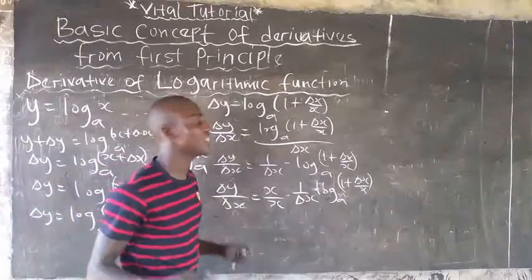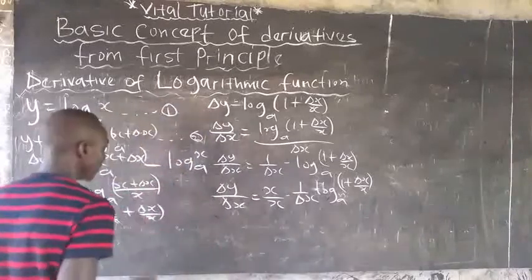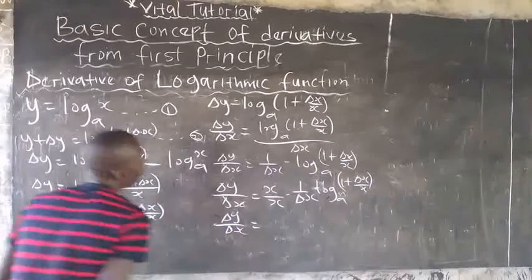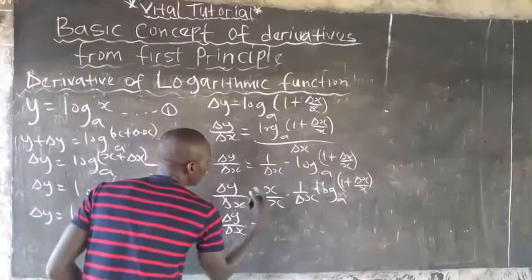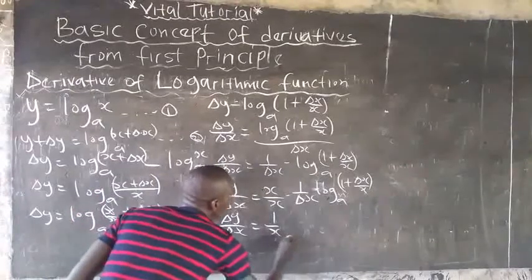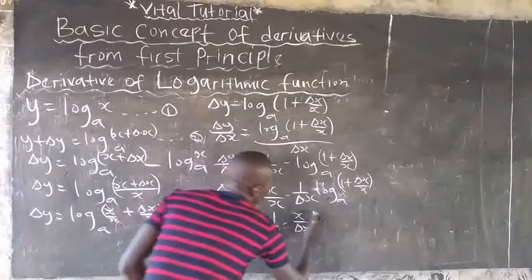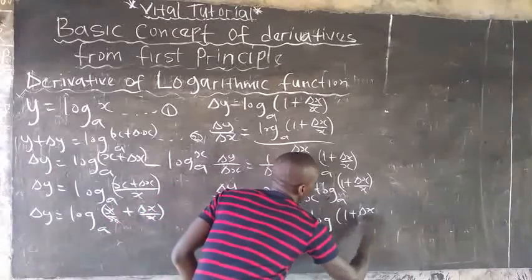No, it doesn't affect it, because s all over s is 1. So change in y over change in s is equal to, if I bring s back here, what will remain here is just 1. So it will be 1 all over s multiplied by s all over change in s log of 1 plus change in s over s base a.